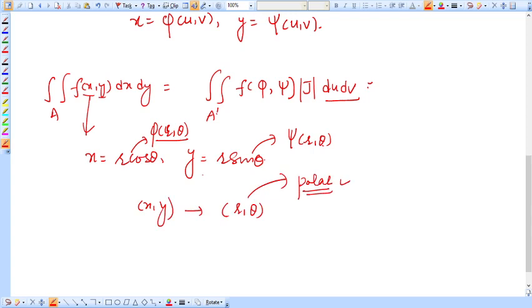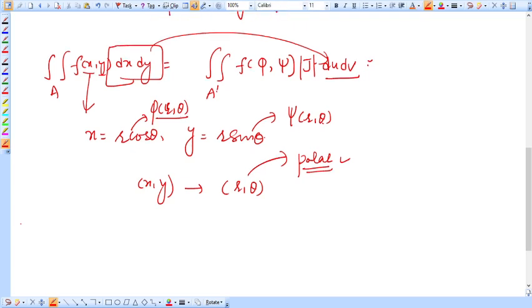Next you want to see how the area is getting changed, and you will have to write this in terms of the Jacobian and du dv. So for this you will have to find the Jacobian. So here, what is the Jacobian equal to?